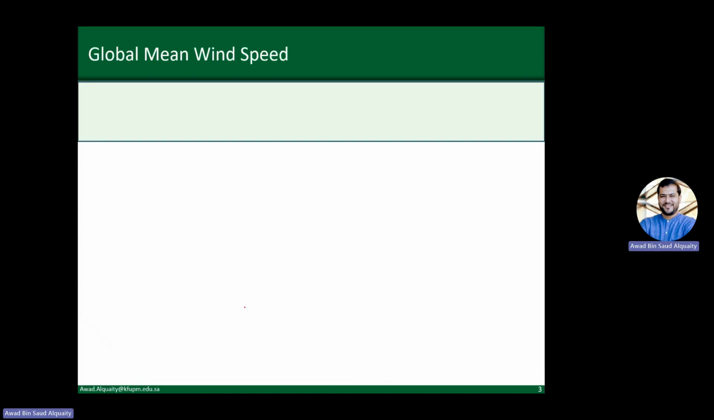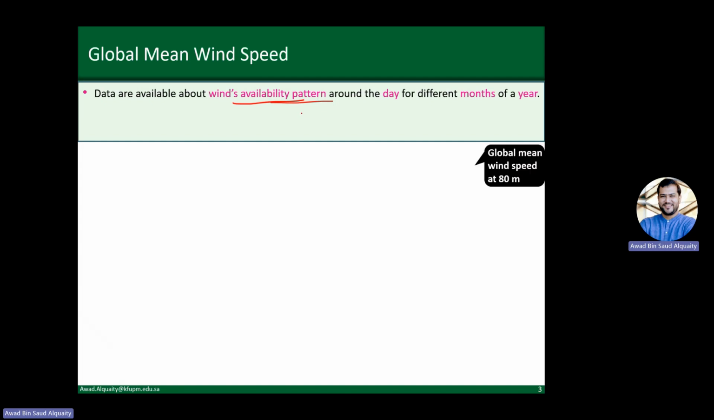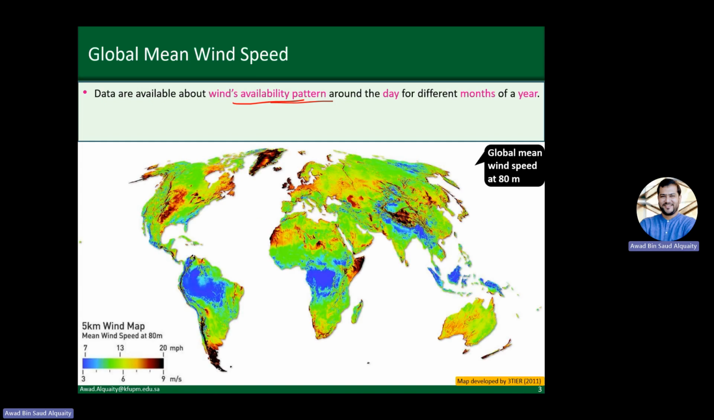Now, in terms of extracting the energy from the wind, we also need to have some data available to make sure it makes economic sense to install a wind turbine at that location. So there is enough data available about the wind's availability pattern: at what times of the day, which seasons of the year, which months of the year do you have it, and at what speed. This is a picture giving us the global mean wind speed at a height of 80 meters. This is roughly where the hub is installed for most wind turbines. You have different sizes, but this is given as 80 meters.